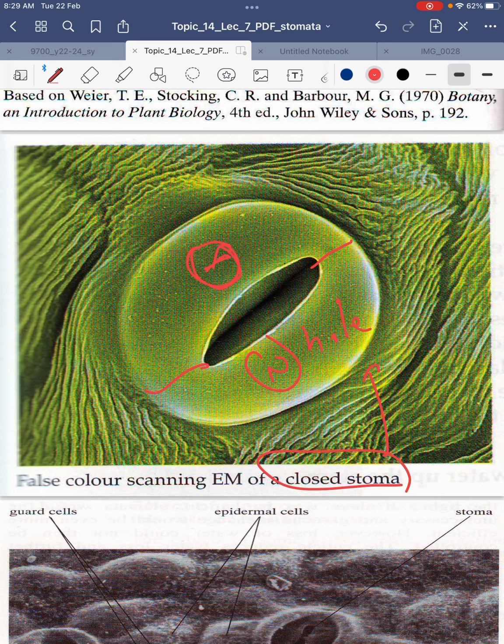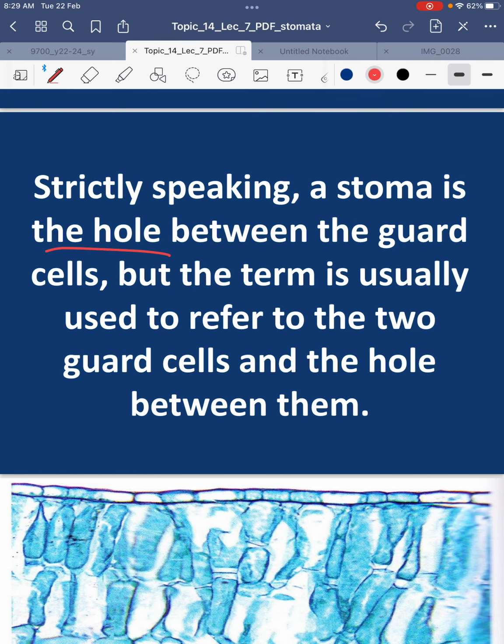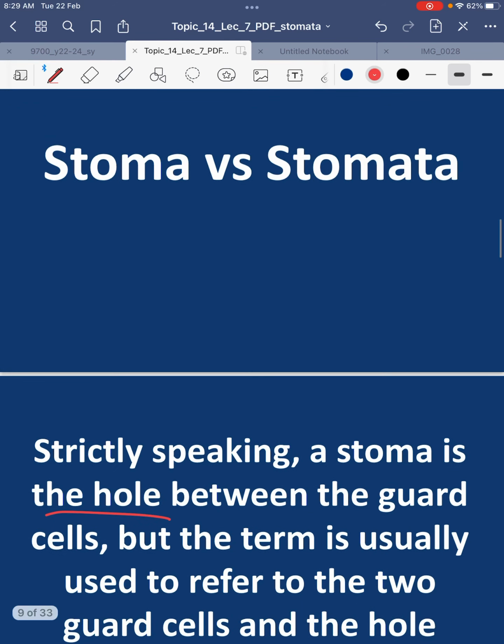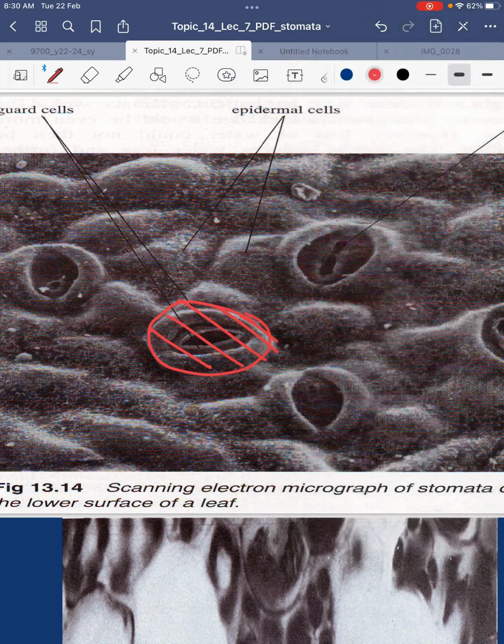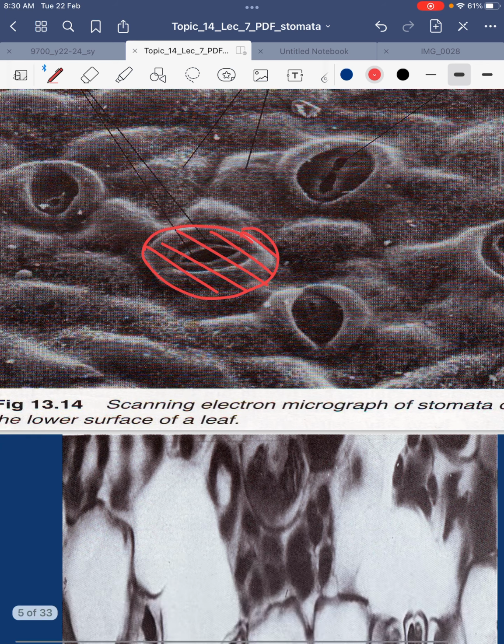These are just some images. So stoma versus stomata. Strictly speaking, a stoma means the hole between the guard cells. But the term is usually used to refer to the two guard cells and the hole between them. For example, this one here: generally speaking nowadays, this whole thing here is a stoma. But strictly speaking, stoma means the hole. In general nowadays, when we say stoma, it means the hole together with the guard cells.